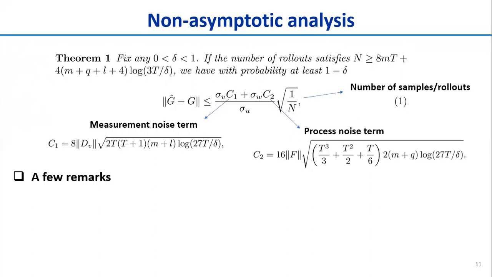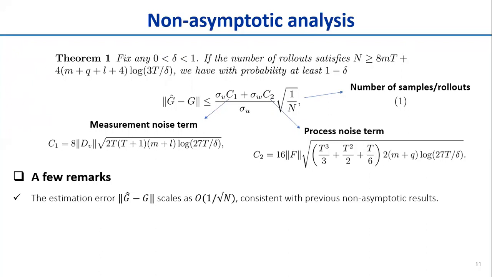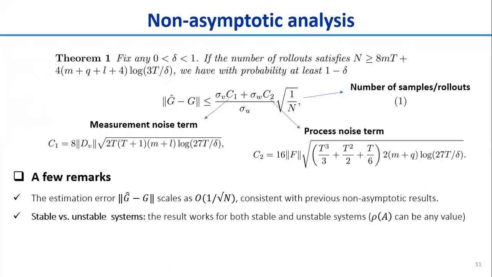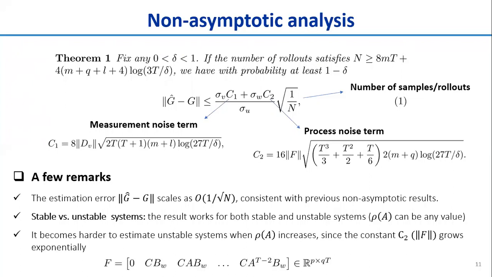We have a few more remarks for this result. First, the estimation error scales on the order of 1 over square root of N, which is consistent with previous non-asymptotic results. Second, this result works for both stable and unstable systems, and the spectral radius of A can be any value. And finally, it is expected from the upper bound that unstable systems are harder to estimate since the process noise can be amplified during the dynamic evolution. In particular, we can see this fact from the constant C2, which grows exponentially when the spectral radius of A increases.